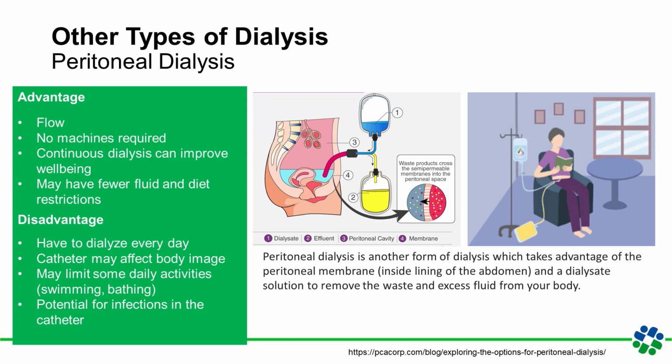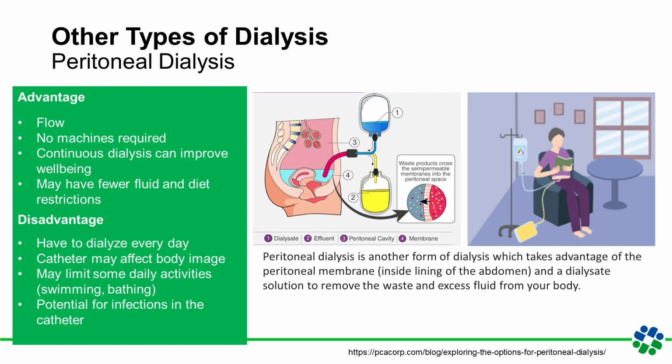So let's shift gears for a minute and talk about another type of dialysis, peritoneal dialysis. Now, this method uses your body's peritoneal membrane, which is the lining of your abdomen, as a natural filter. And a special fluid called dialysate is introduced into your abdomen through a catheter. Now, this fluid absorbs waste and excess fluid from your body and then it's drained out of your body.